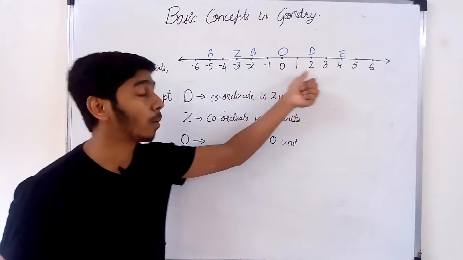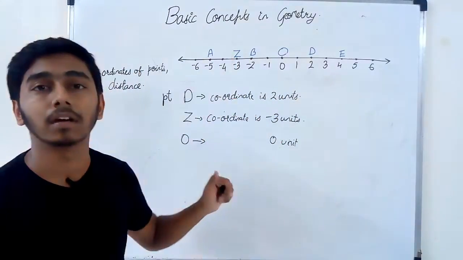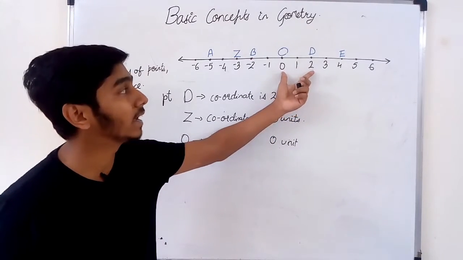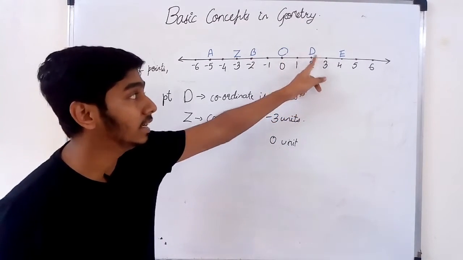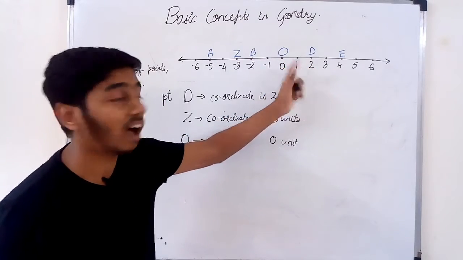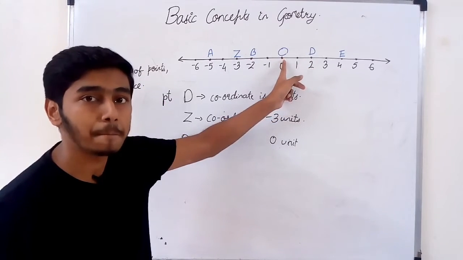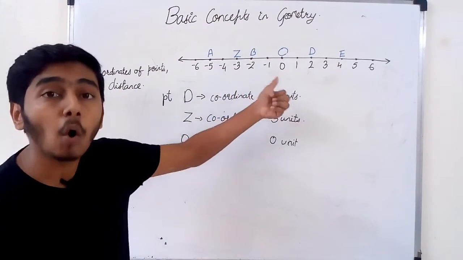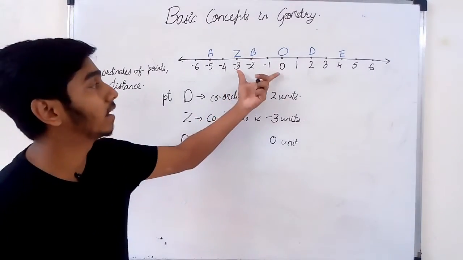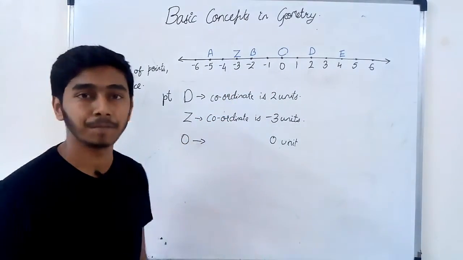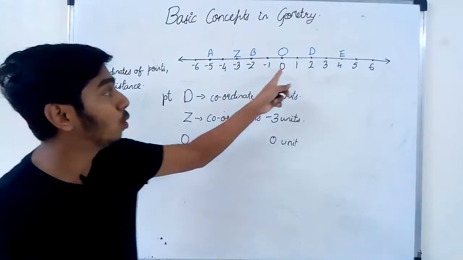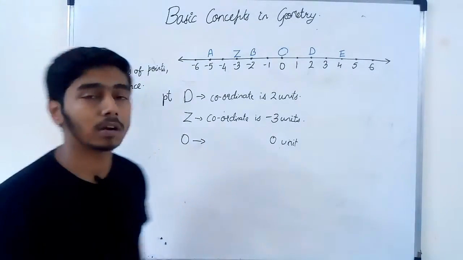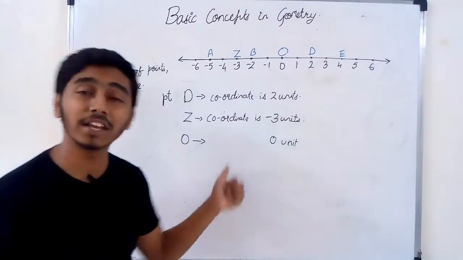We are trying to find the coordinates of each and every point which is being named. For point D, we found it as 2 units. So on the number line, point D is at 2 units away from the origin. In the same way point Z is -3, meaning on the left hand side and at 3 units away from the origin. That's what this means. And point O is at the origin because it's 0 units. I hope you have understood what I said. So this was to find coordinates of points.